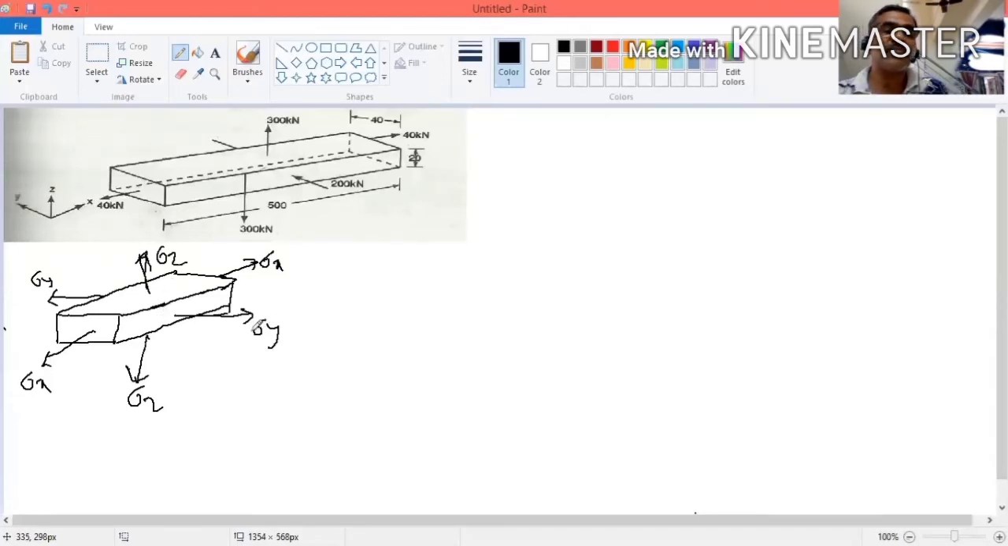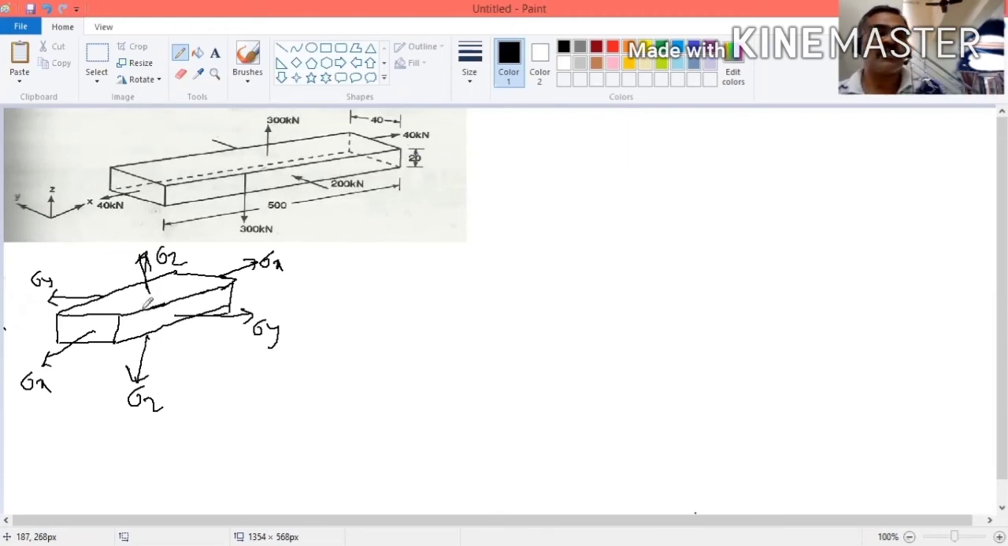Similarly, sigma y also produces three strains. The strain along y direction is linear strain because the load is acting along y direction. The other two directions, x and z, are lateral strains. They will be negative. This is positive. Similarly, sigma z also will create three strains. Along z direction it is linear strain. X and y directions are lateral strains. Now totally 9 strains.